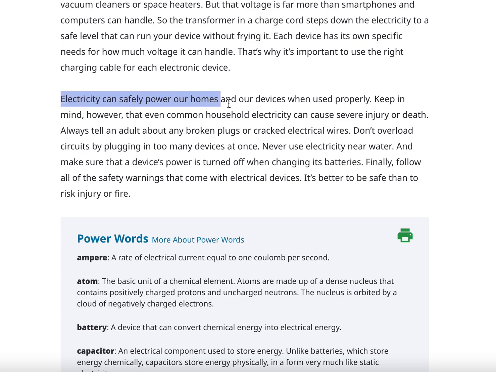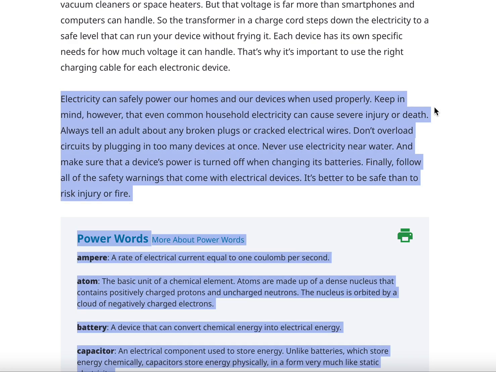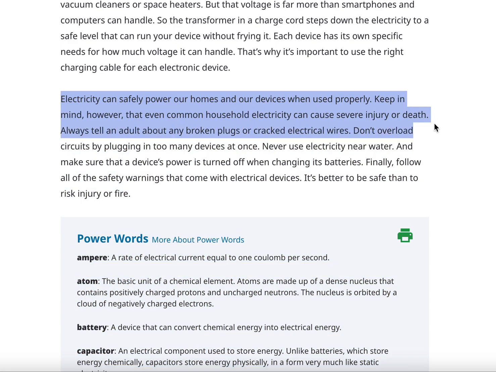Electricity can safely power our homes and our devices when used properly. Keep in mind, however, that even common household electricity can cause severe injury or death. Always tell an adult about any broken plugs or cracked electrical wires. Don't overload circuits by plugging in too many devices at once. Never use electricity near water, and make sure that a device's power is turned off when charging its batteries. Finally, follow all the safety warnings that come with electrical devices. It's better to be safe than risk injury or fire.